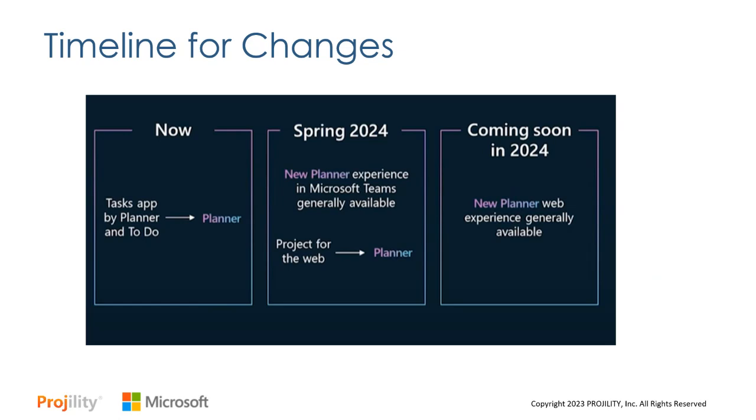So in the springtime, this is coming through Teams. And then sometime later in the year, maybe summer, I believe they're targeting, or early fall, this Planner web experience, everything you get through the web interface in Office 365, will be generally available. So everything, as mentioned, is being driven through Teams. Teams will be the first interface where changes will happen. And then later on, it'll come through the pure web interface.